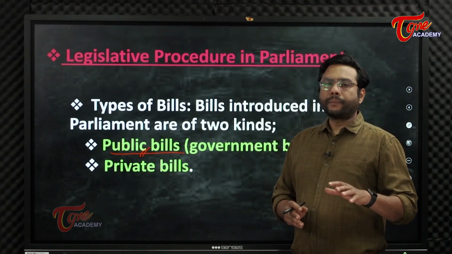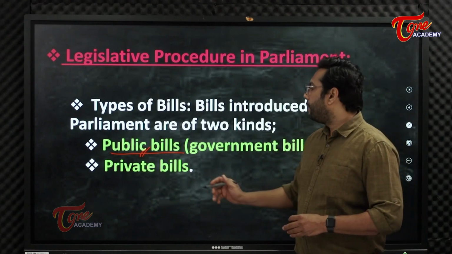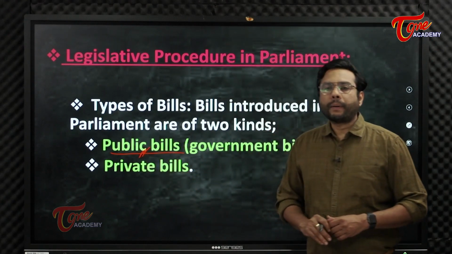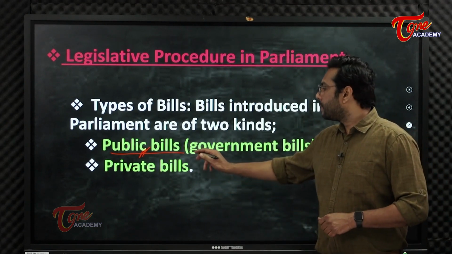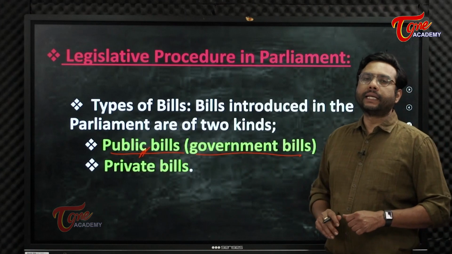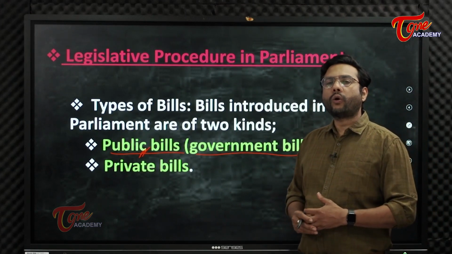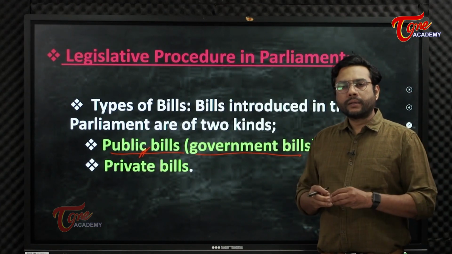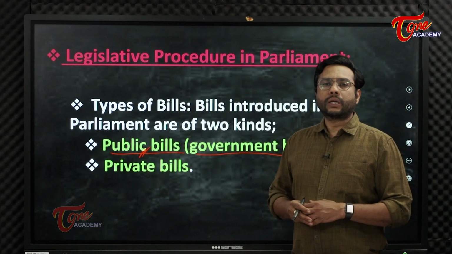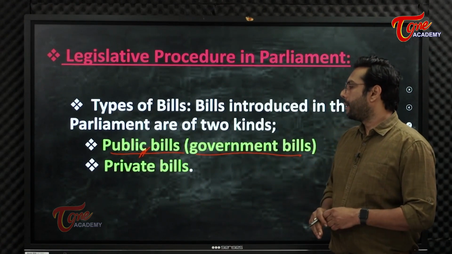So any minister who introduces a bill makes it a public bill. A public bill is also called a government bill, because here the government is the executive. The executive is the highest authority to run the government and frame the policies. So a member of the council of ministers can introduce a bill, which is called a public bill.